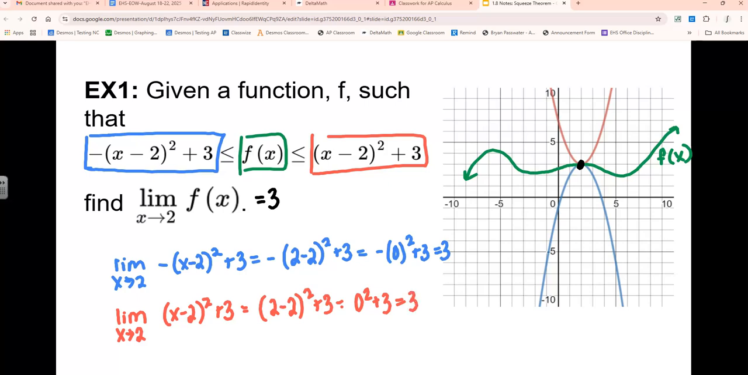So if I'm getting 3 for the limit of what I got in blue and 3 for the limit of what I've got in red, I have to get 3 for that same limit that's there in the middle. And I can make that conclusion.